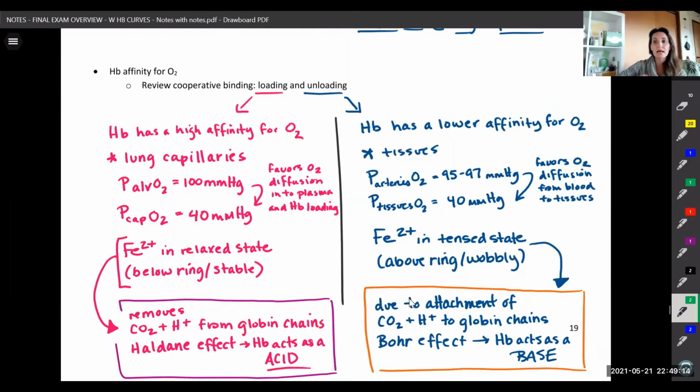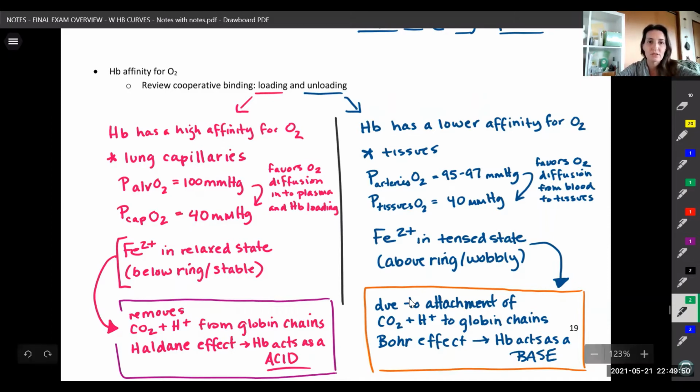All right, within the lecture itself, before we get to the various ways that CO2 is transported within the blood, we look at the hemoglobin's affinity for oxygen. And here I wanted you to review hemoglobin's affinity for oxygen with respect to cooperative binding and loading at the lungs and unloading at the tissues. So I just wrote the basic notes here that are important for understanding the loading of oxygen onto hemoglobin, the unloading of oxygen at the tissues.